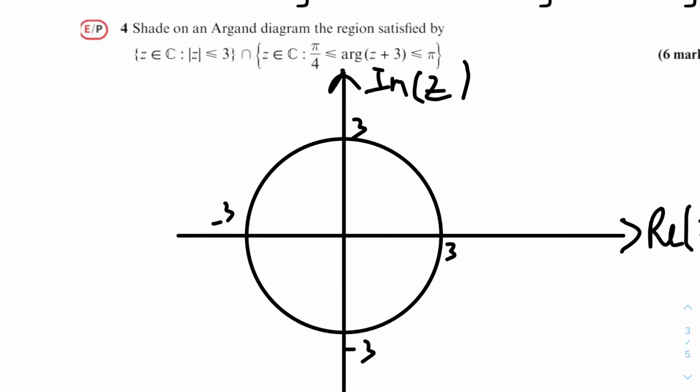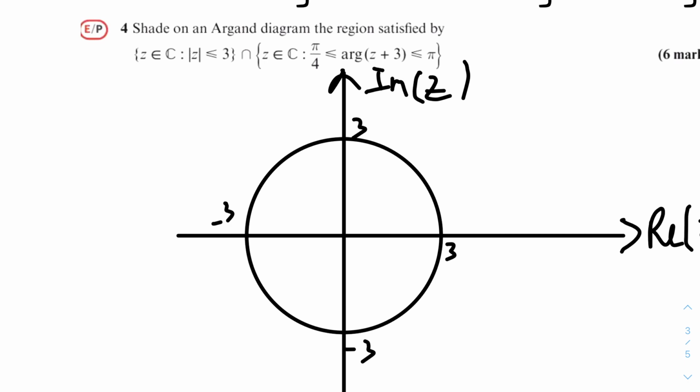So let's just look at the second one: pi over 4 is less than or equal to arg(z + 3), which is less than or equal to pi. So we know that pi is in radians, and in degrees pi is equal to 180 degrees, and basically this represents 45 degrees, because 180 divided by 4 is 45 degrees. That means that we have to shade. The half line will go from 45 degrees from the center of the argument.